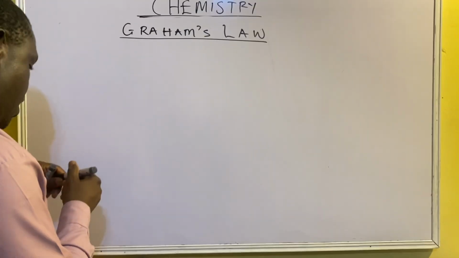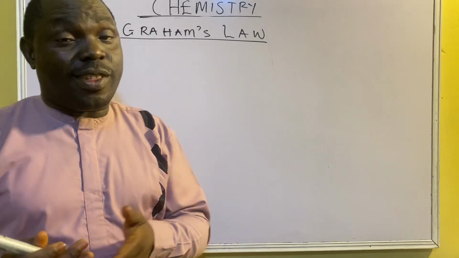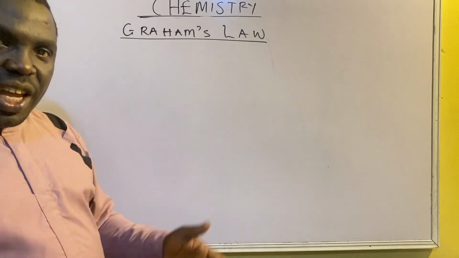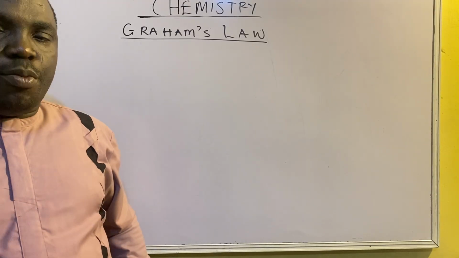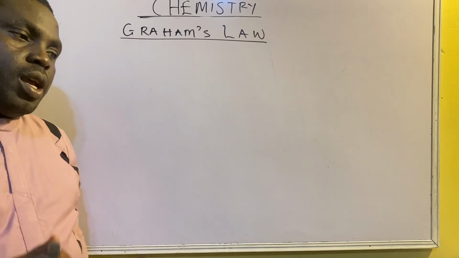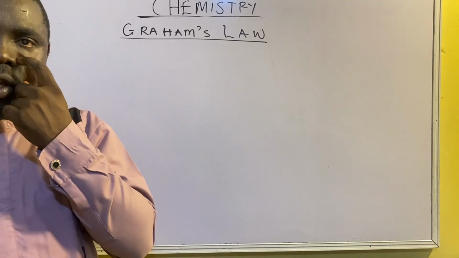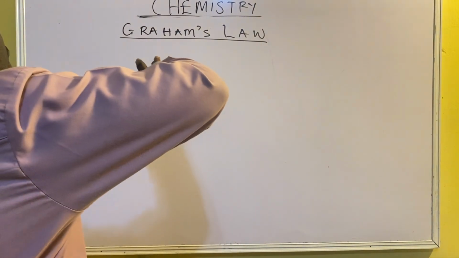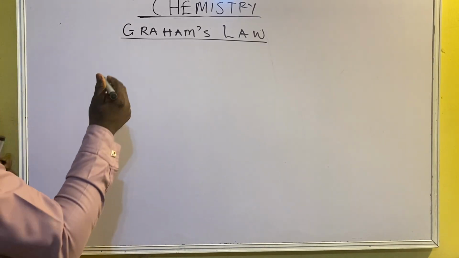Graham's Law of Diffusion. Graham's law, of course, is named after someone, Graham. The law of diffusion. You know diffusion in biology or in physics, that is the movement of particles from a region of higher concentration to a region of lower what? Concentration. And then we are talking about Graham's law of diffusion here. What does the law state?